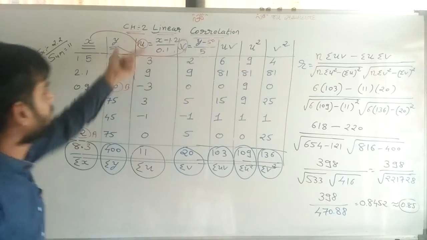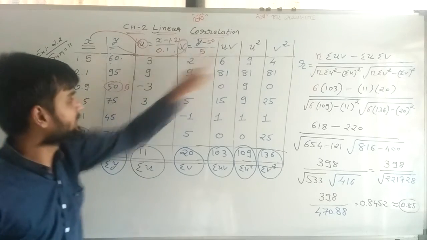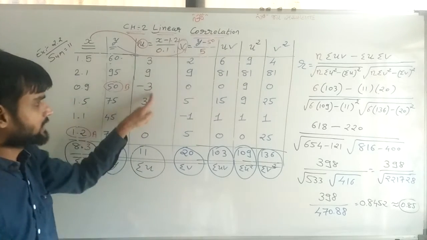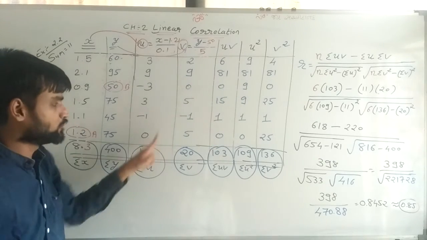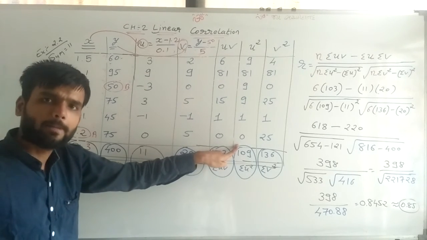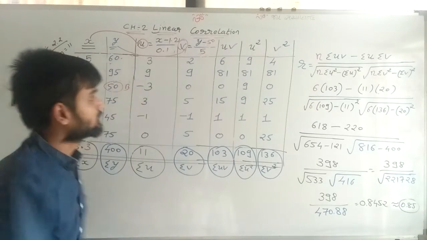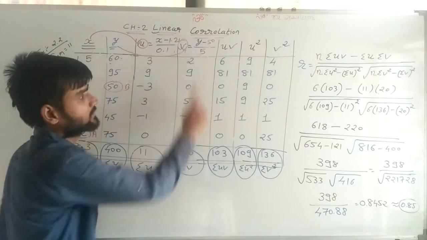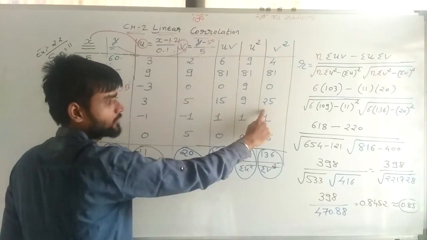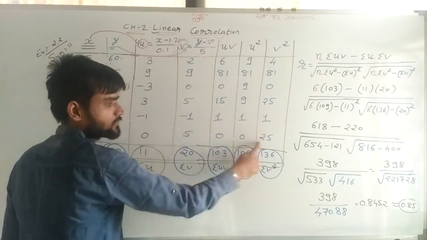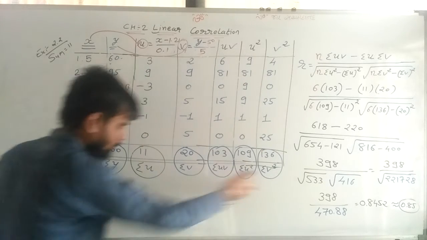Now, u square. So make the square of all values of u. So 3 square, 9. 9 square, 81. 3 square, 9. 3 square, 9. 1 square, 1. 0 square, 0. Simple. Same for v square. So make the square of v. 2 square, 4. 9 square, 81. 0 square, 0. 5 square, 25. 1 square, 1. 5 square, 25. Then the total of v square.